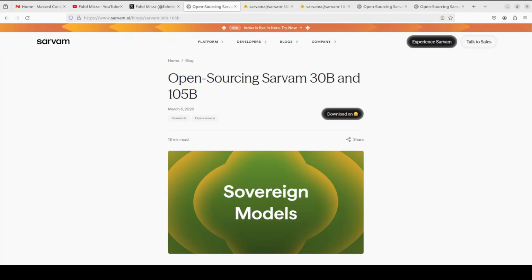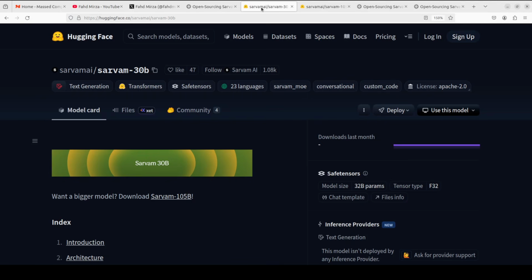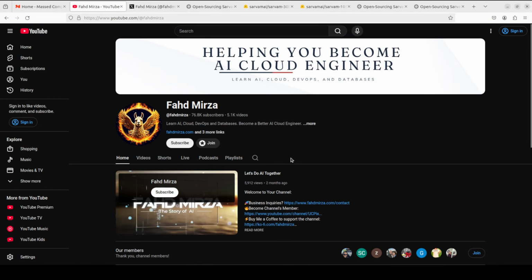It's really good to see India entering the AI race alongside the US, China, Europe, and the UAE. Sarvam AI has released two open source models. There is one 30 billion one and its larger sibling, Sarvam 105 billion. Today we are going to install this 30 billion version on our local system and test it out. This is Fahad Mirza and I welcome you to the channel.